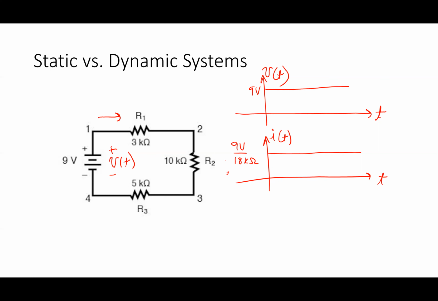I call that a static system. Why? Voltage doesn't move, the current doesn't move. Basically, if I apply a DC voltage, I get a DC current right away, right? It happens instantaneously. The current and the voltage instantly track each other. If I take that 9-volt supply and I take it to 10 volts, the current just goes straight up with it. There's no lag to it.